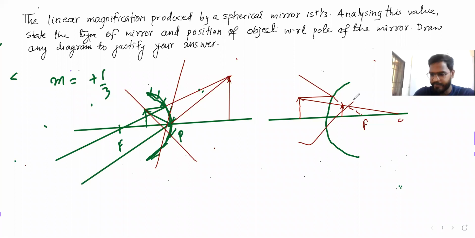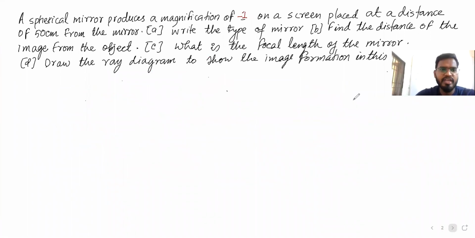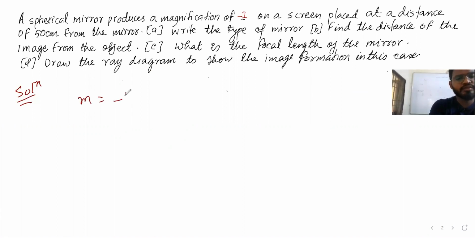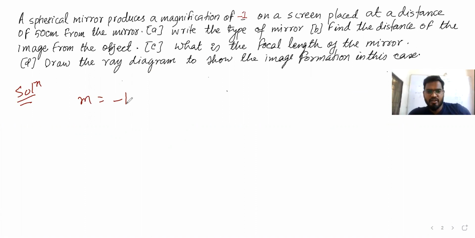Got everyone? Fine. Now a spherical mirror produces a magnification of -1 on a screen. Many things are given in the question itself. Magnification is -1, and on a screen means only one type of image, because a convex mirror cannot form an image on a screen. So only a concave mirror. So we understood the first part: write the type of mirror. The first part answer is concave.